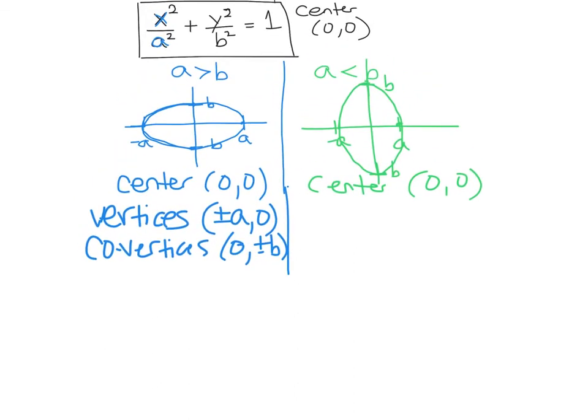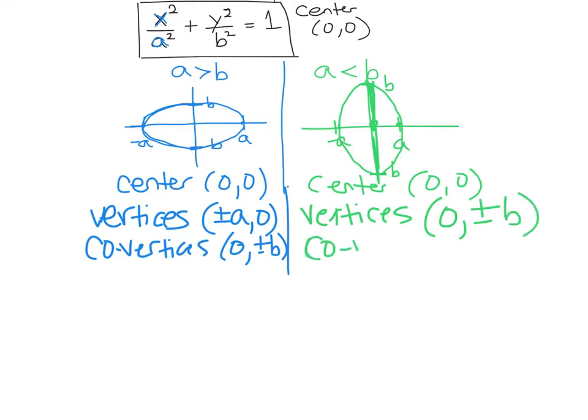So they're co-vertices. Over here, they just get switched. Because B is bigger than A, because this is farther away from our center, our vertices are the bigger ones. And in this case, they're at 0, plus or minus B. And then the co-vertices, I'm just going to abbreviate it as covert. Co-vertices are at plus or minus A, comma 0.